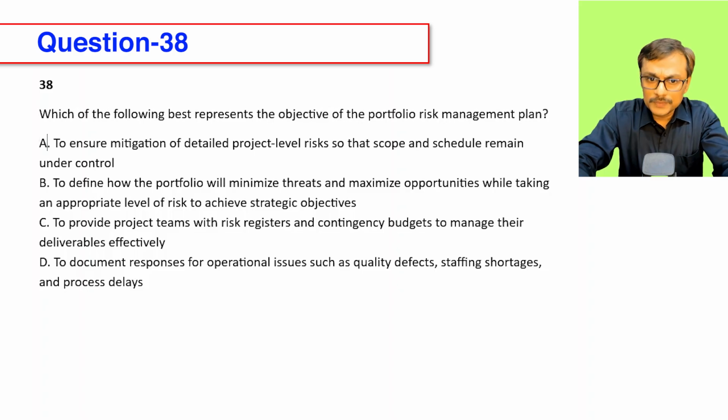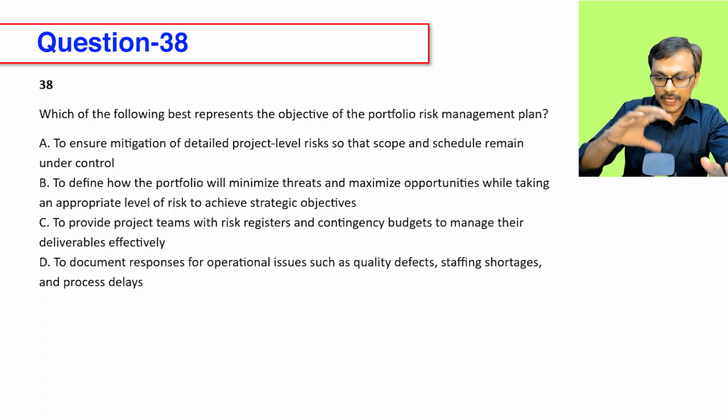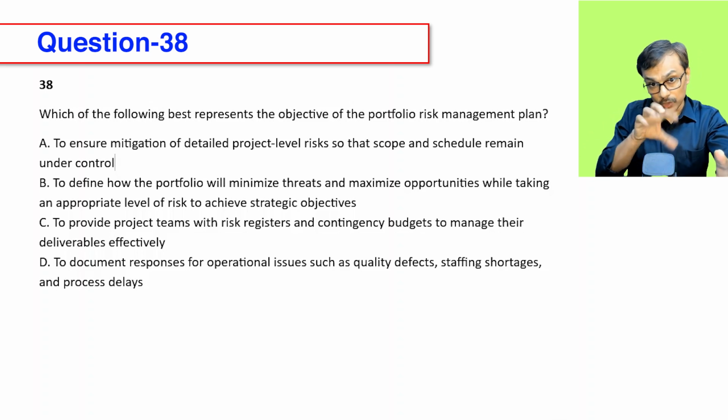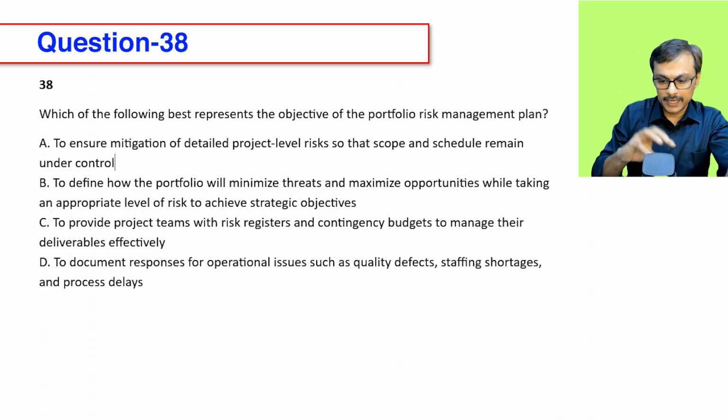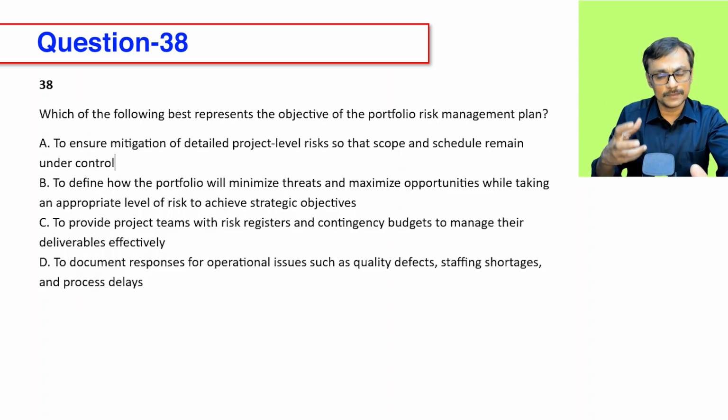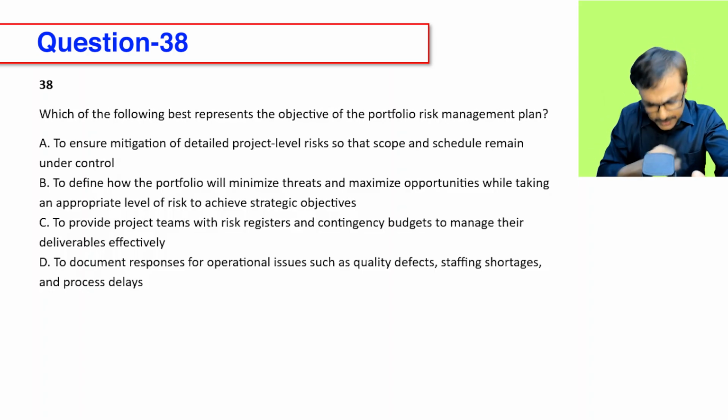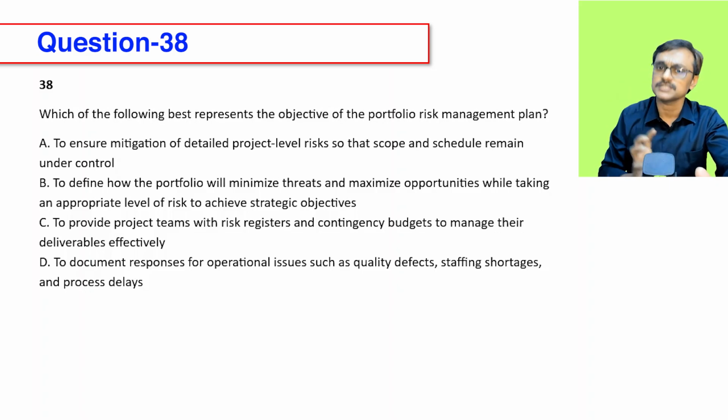Option A, to ensure mitigation of detailed project level risk so that the scope and schedule remain under control. Not a bad idea, but the idea at a portfolio level is to have an appropriate amount of risk, a known amount of risk, to achieve the desired amount of profit, and ensuring that we maximize the opportunities and minimize the threats. That's the idea, and for that purpose I'm doing risk management planning. So option A is too much focused on components.